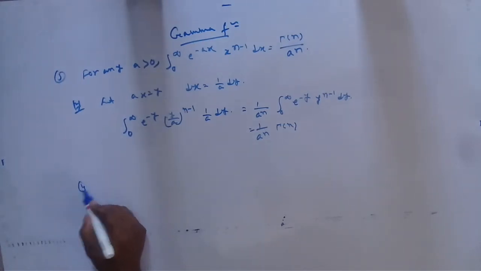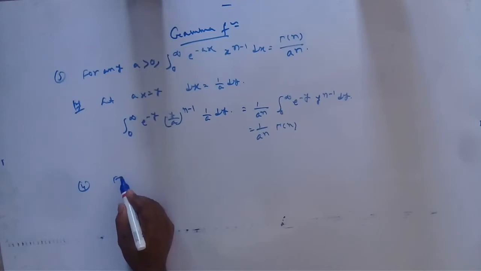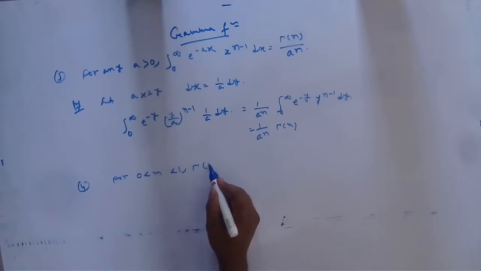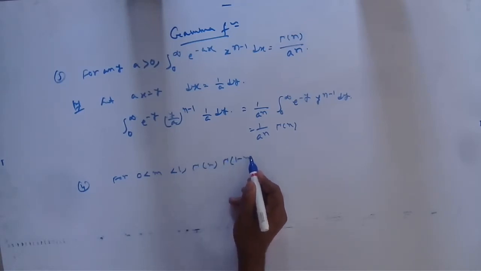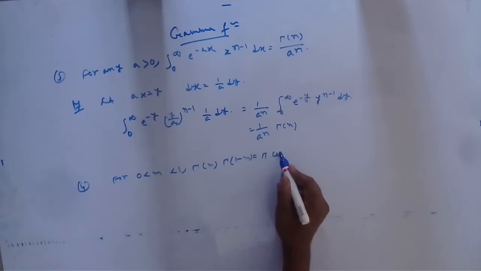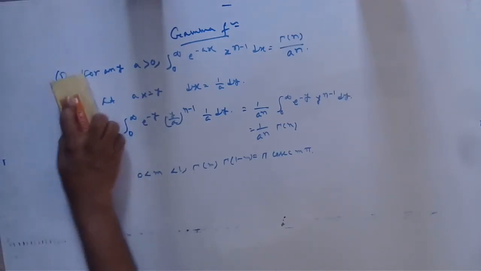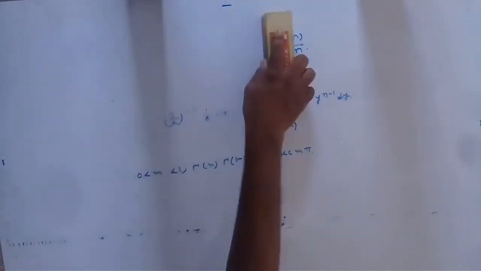And the next property: for 0 less than m less than 1, gamma m into gamma 1 minus m equals pi cosec m pi. So these are the 4 important properties of the gamma function. Next I will go to the beta function. After discussion of definitions and properties, I will solve some problems of these two functions.